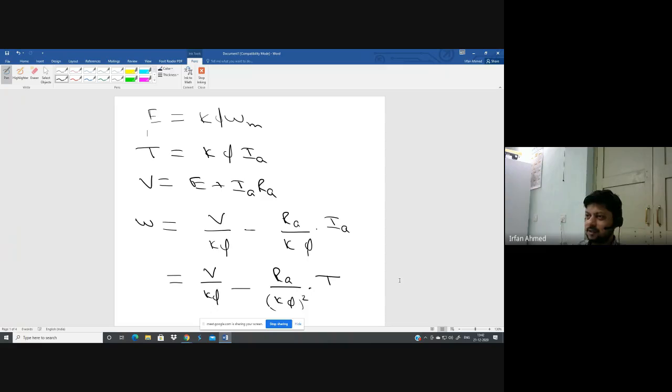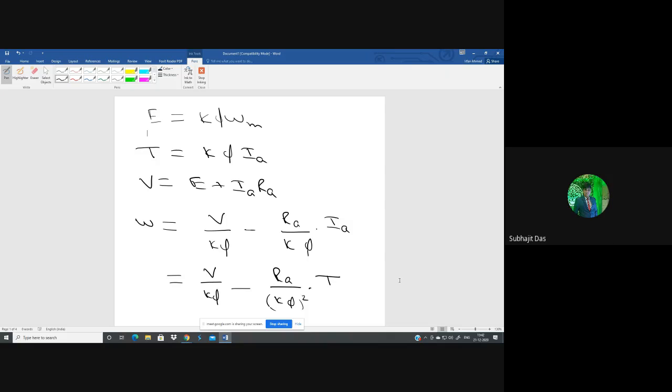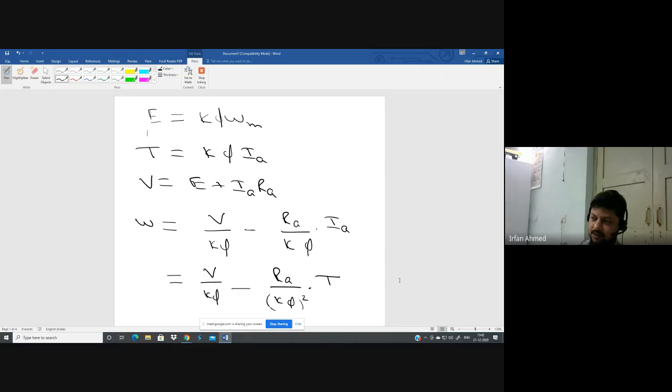There is no such thing as a best method. It all depends upon the applications. If you want to increase the speed above the rated speed, you go for flux control. And if you want to decrease the speed below the rated speed, you can either use the armature voltage control or you can use the armature resistance control. However, armature voltage control is preferable over the armature resistance control because efficiency will decrease. Losses increase and efficiency decreases in the armature resistance control.